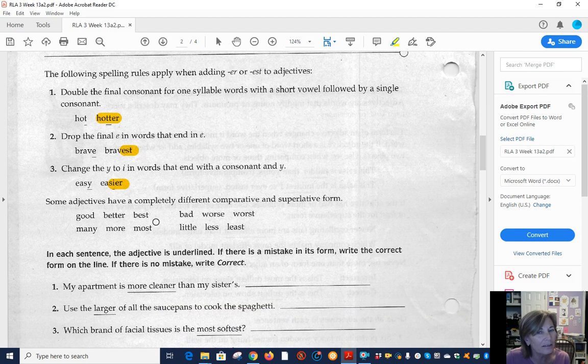And then some adjectives, the comparative or superlative form is different, like good, better, best; many, more, most; bad, worse, worst; and little, less, least.